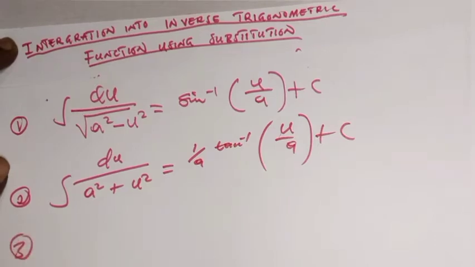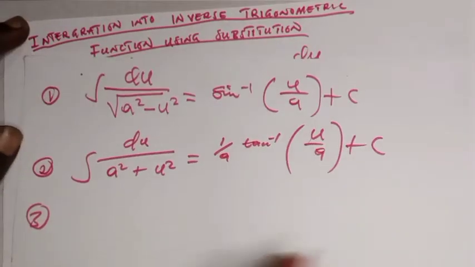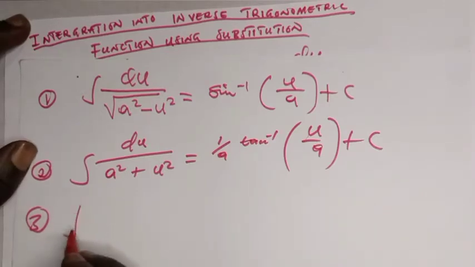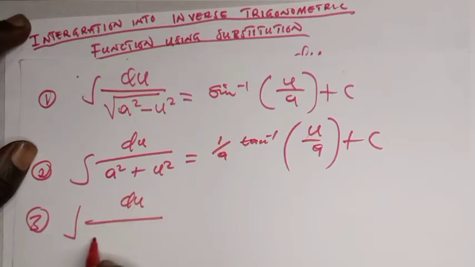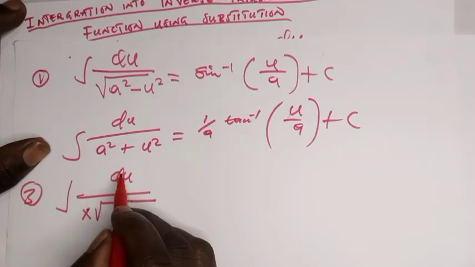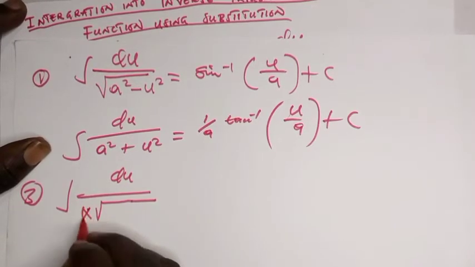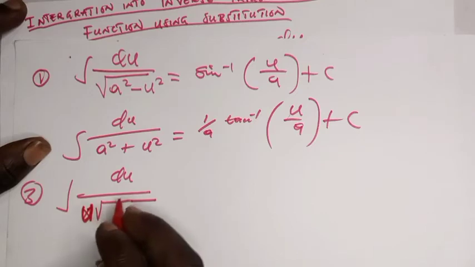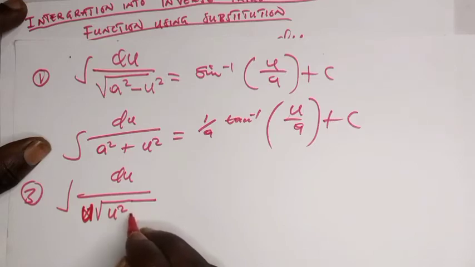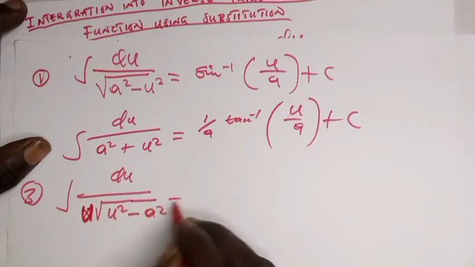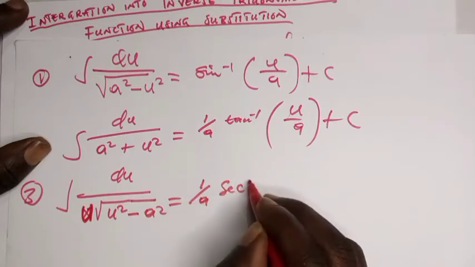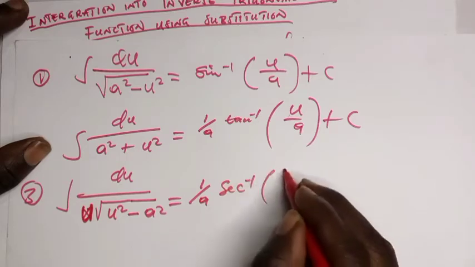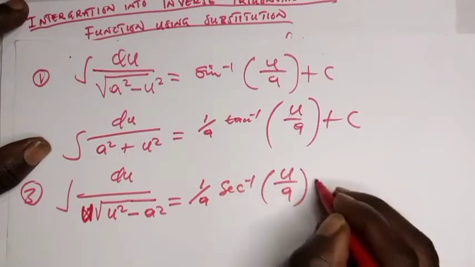Then for number three, it is the integration of du over u square root of u squared minus a squared. This one must equal 1 over a secant inverse open bracket u over a close, plus c.